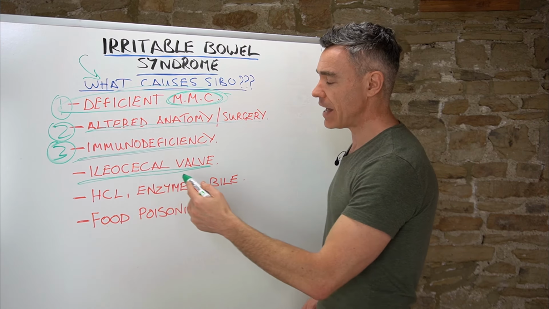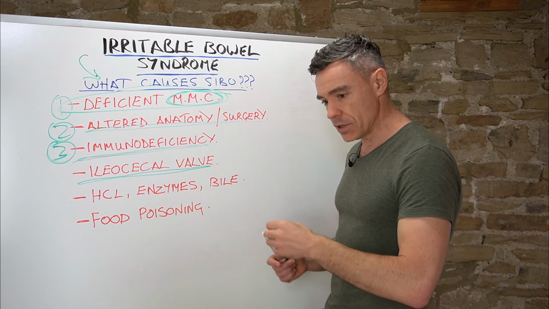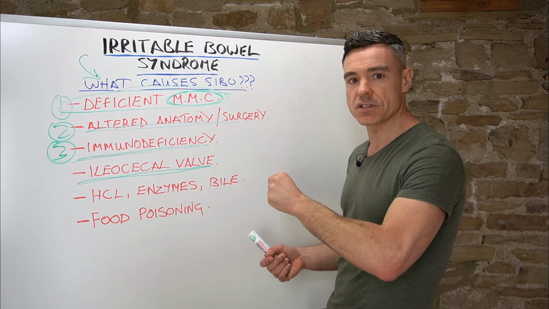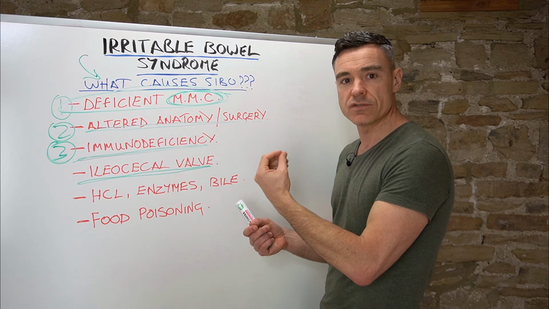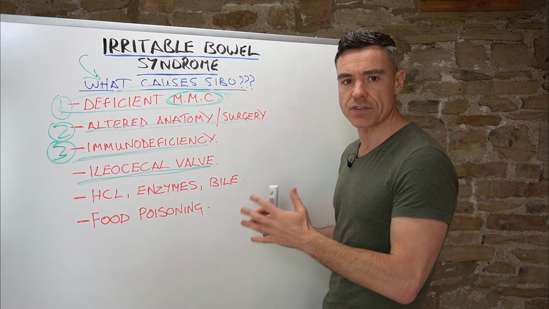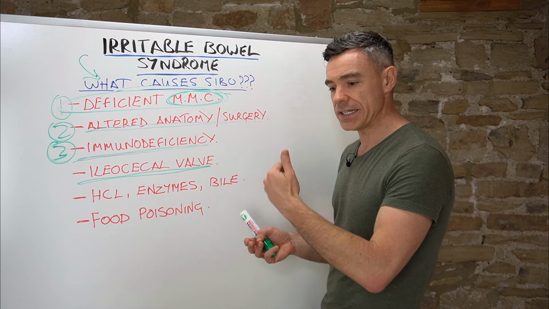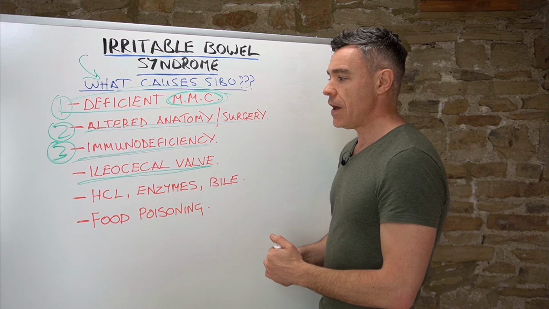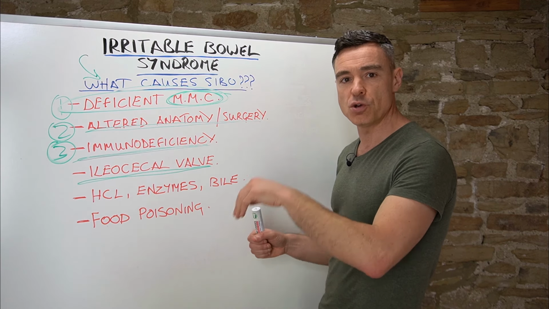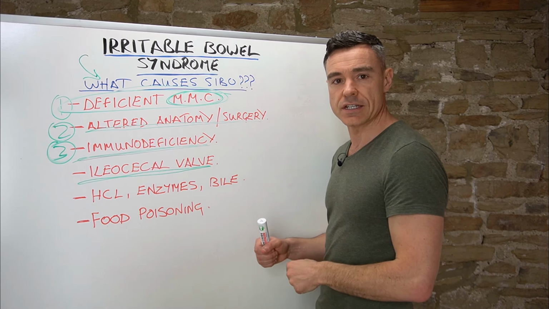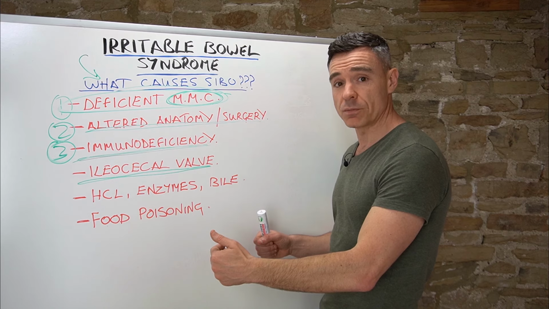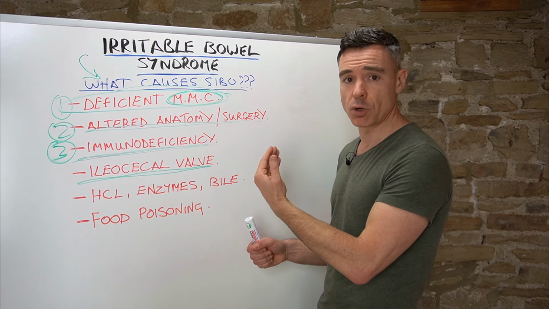Now, the ileocecal valve is a valve that separates the bottom of the small intestine with the top of the large intestine, if you want to think about it that way. So it separates the small and large intestines. And it's a valve that should allow things through from the small to the large intestine, but stop things from coming back from the large intestine up into the small intestine.